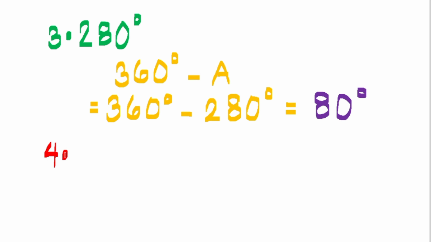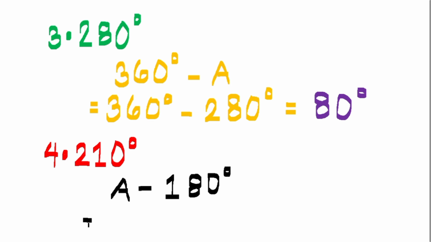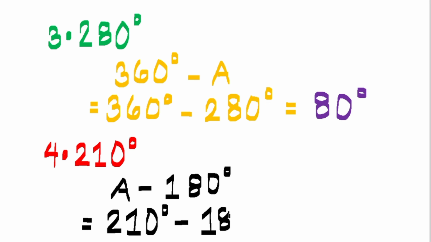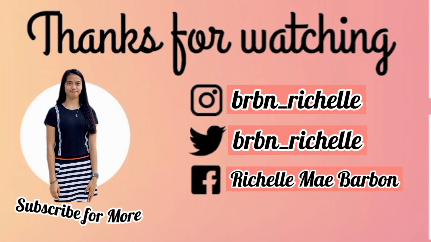Then lastly, in number 4, we have 210 degrees. So the angle is more than 180 degrees but less than 270 degrees. We use the formula angle minus 180 degrees. We have 210 degrees minus 180 degrees is equal to 30 degrees. So the reference angle of 210 degrees is 30 degrees.